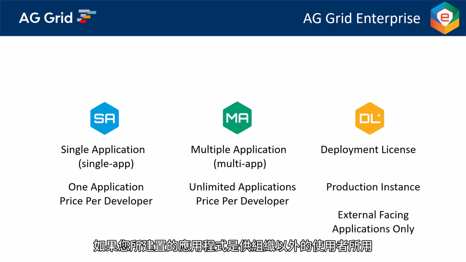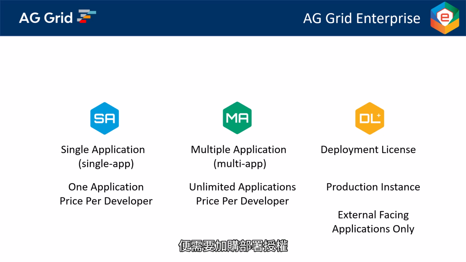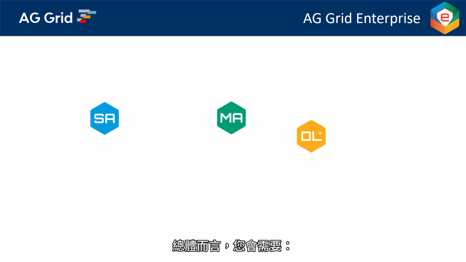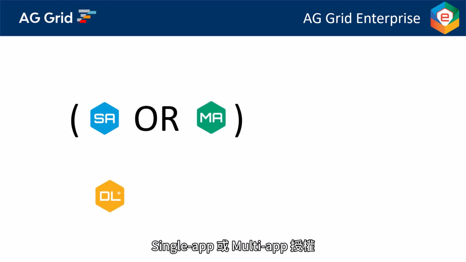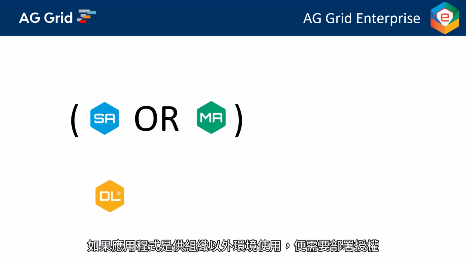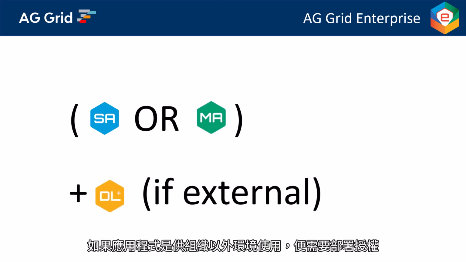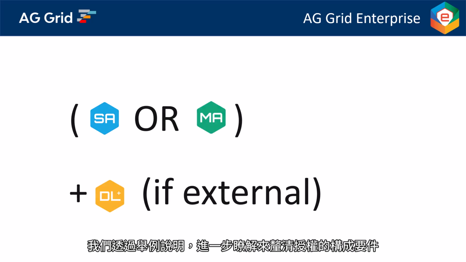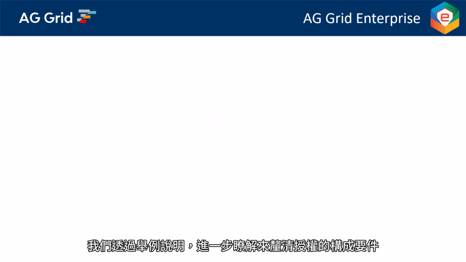You will need a deployment license if the users of the application you are building are outside of your organization. So in summary, you will need either a single app or multi-app license, then a deployment license if the application is to be used outside of your organization. Let's look at all these parts to the license more closely with some examples.